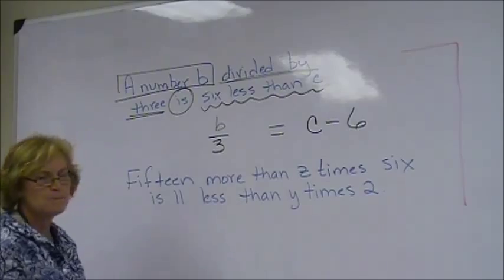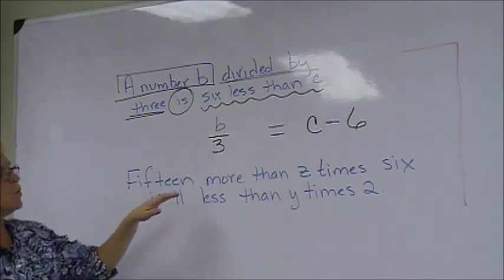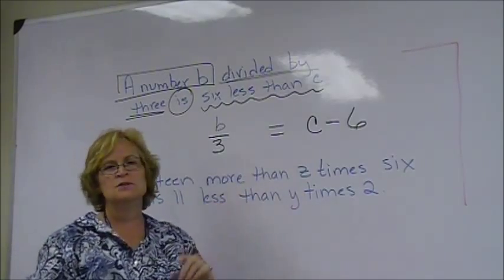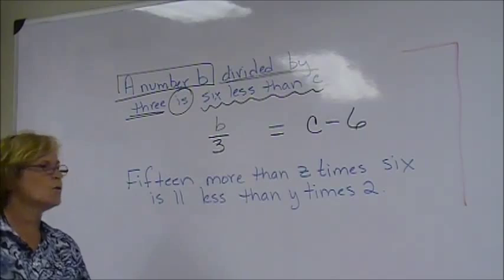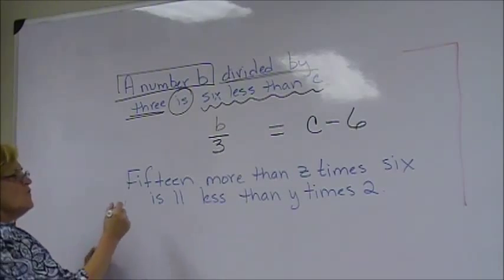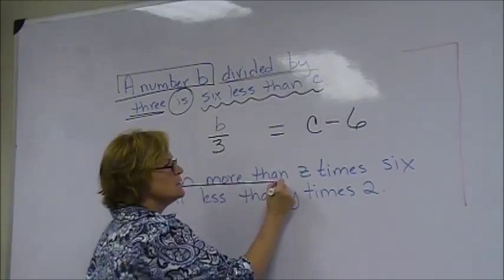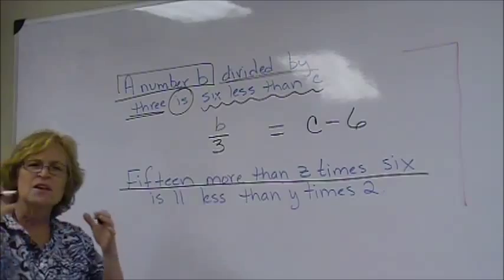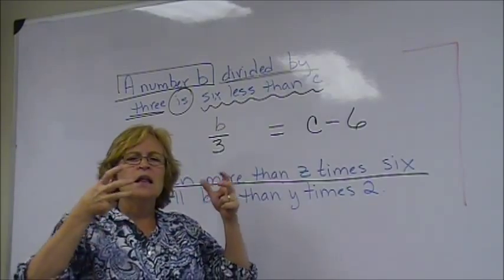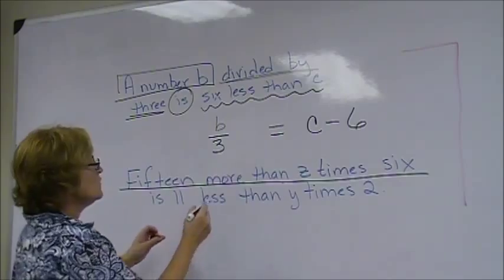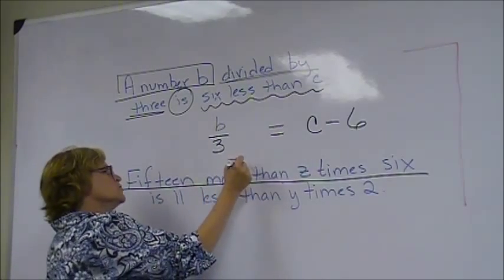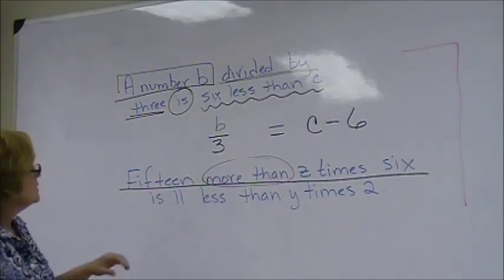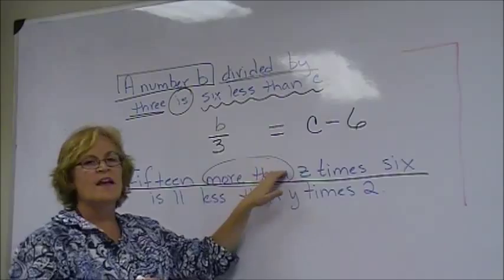So let's go to number 2. Number 2 says 15 more than z times 6 is 11 less than y times 2. That's a lot of things going on. So let's see. 15 more than z times 6. Ooh, that's something with something else. So that's like a layer in a layer. So this word right here is a transition word. This right here is transition. So I have 15 more than.